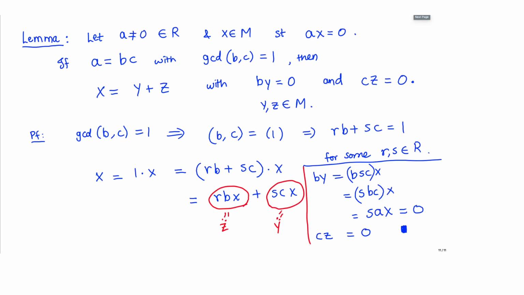Why? Because the element Xi is killed by some element Di, right? So now observe, let's go back to the proof of the theorem. So let's now complete the proof of the theorem. So let's do the proof now. Back to proof of theorem.